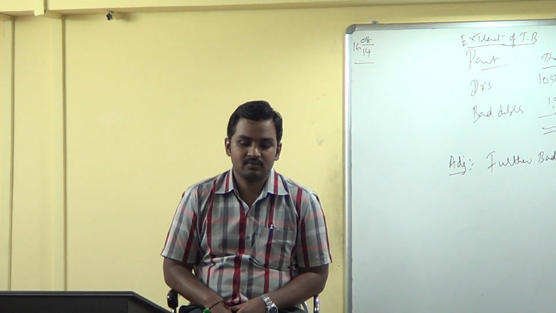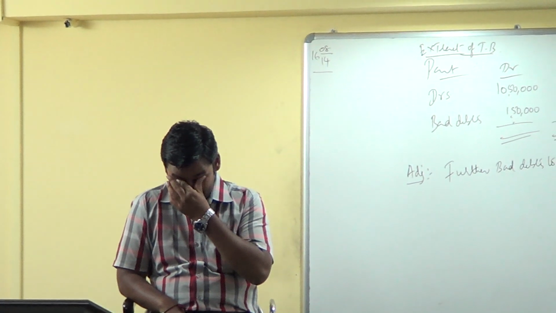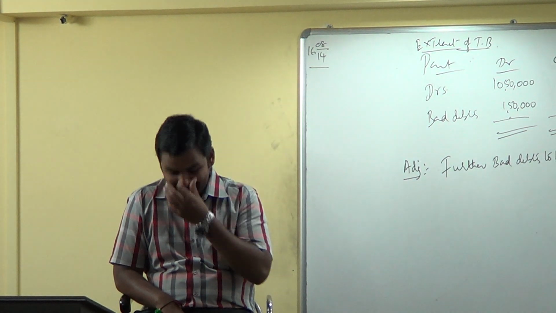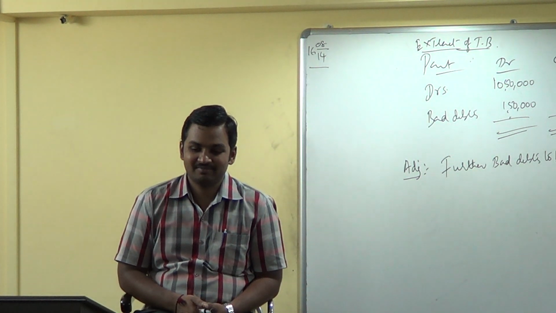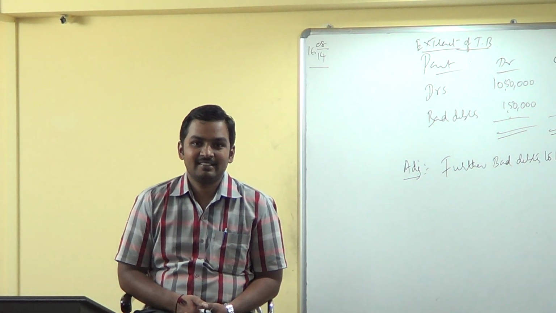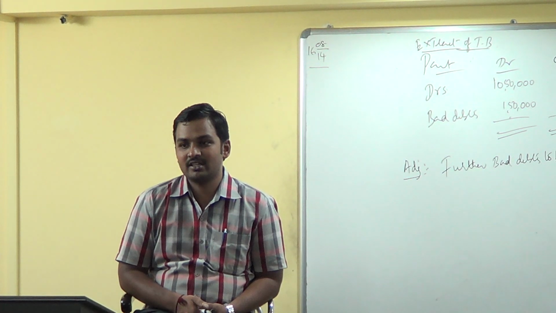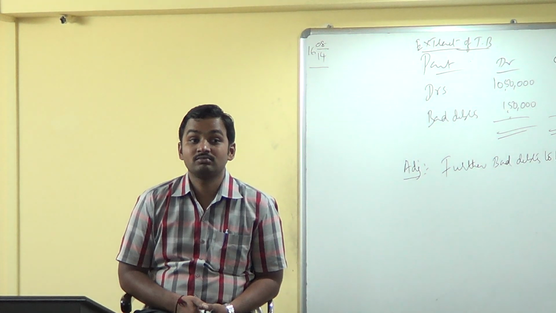Close the trial balance. Adjustments. Write off further bad debts 70,000 rupees. Do it on your own quickly.